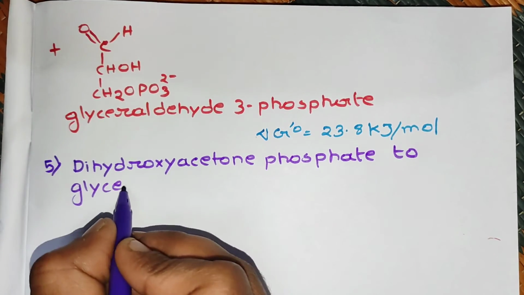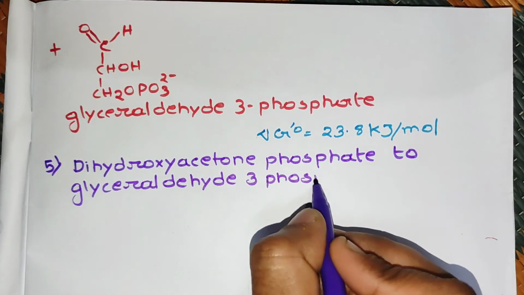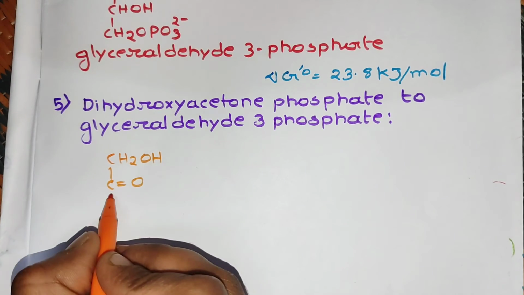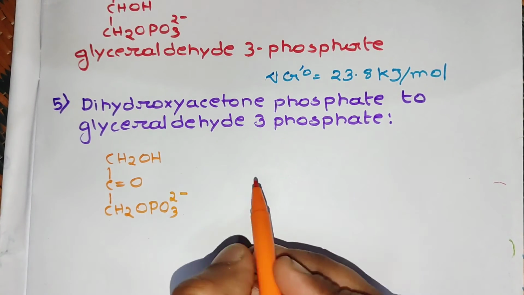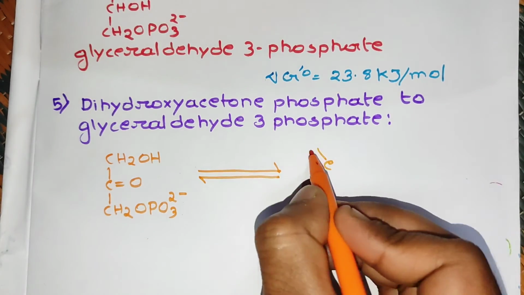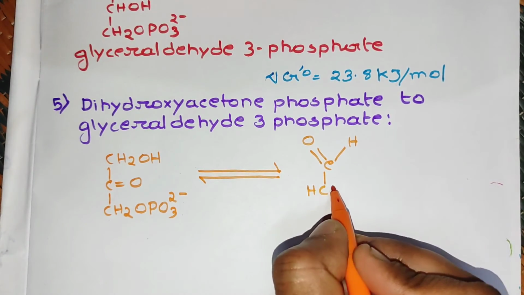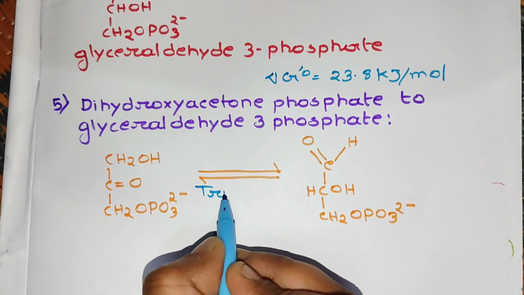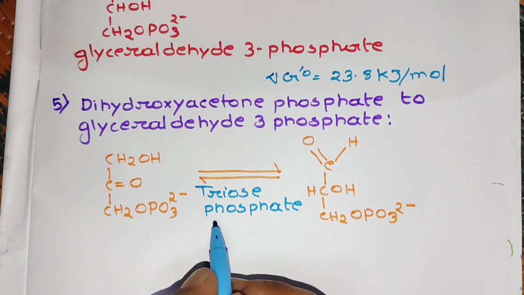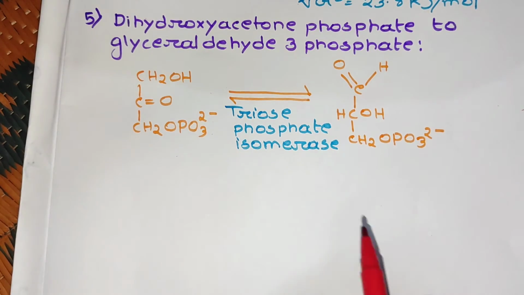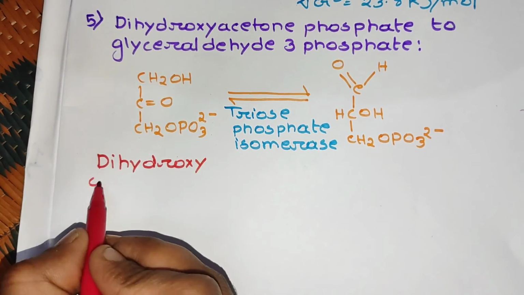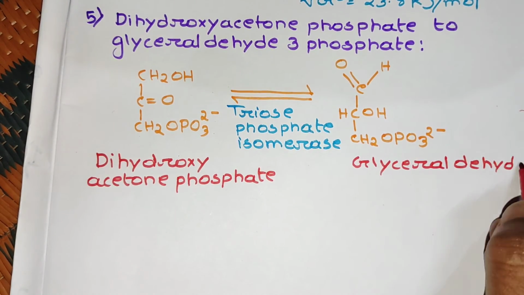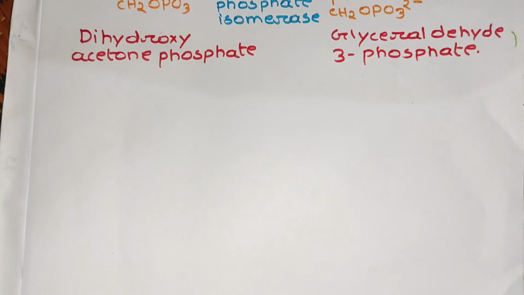Now, the fifth and last step of the preparatory phase of glycolysis is dihydroxyacetone phosphate to glyceraldehyde 3-phosphate, because glyceraldehyde 3-phosphate enters the payoff phase of glycolysis. This is the structure of dihydroxyacetone phosphate. It is also a reversible step of glycolysis. This reaction is catalyzed by triose phosphate isomerase. Dihydroxyacetone phosphate is transformed into glyceraldehyde 3-phosphate in the presence of the enzyme triose phosphate isomerase.